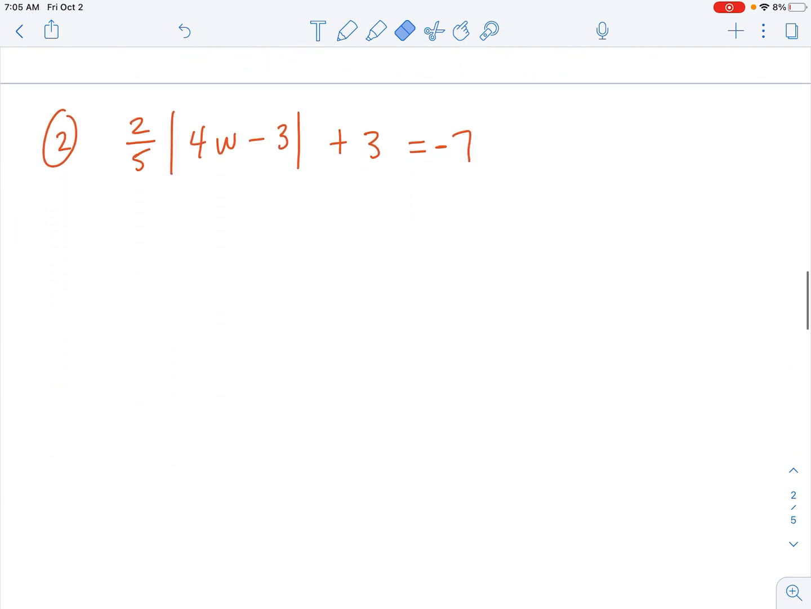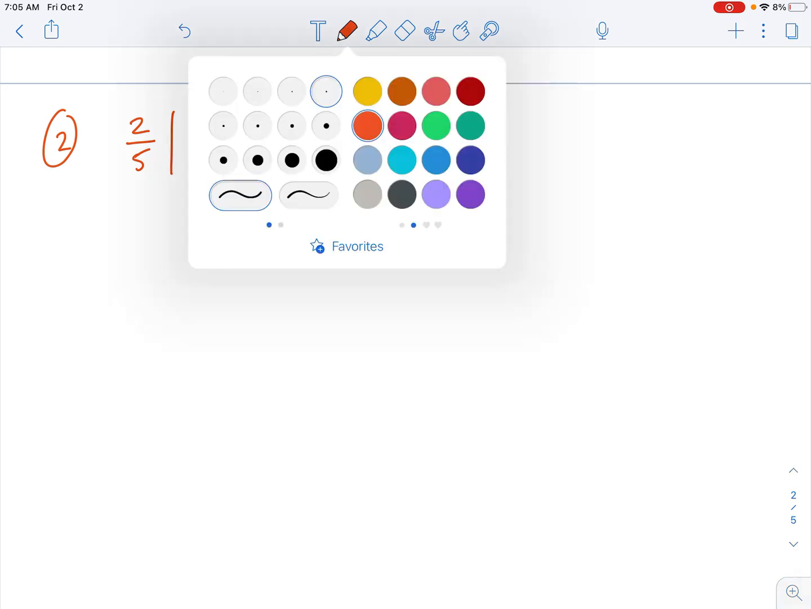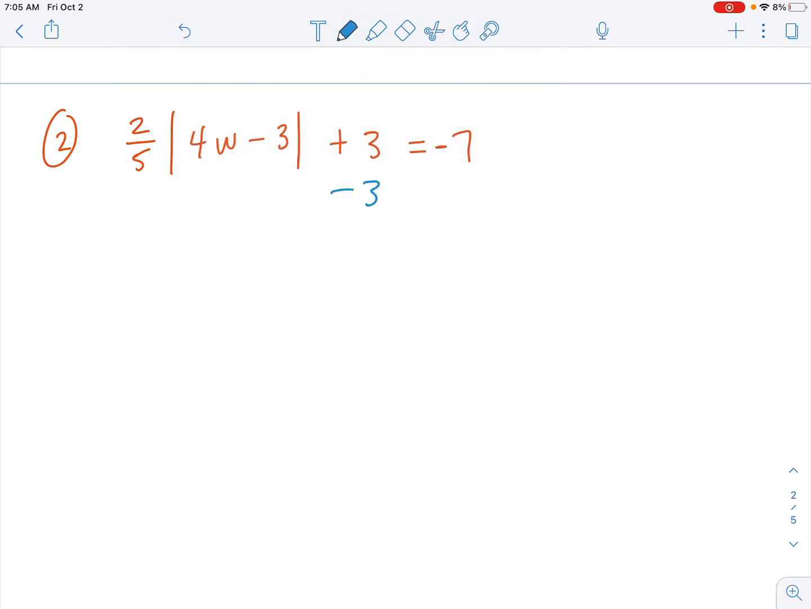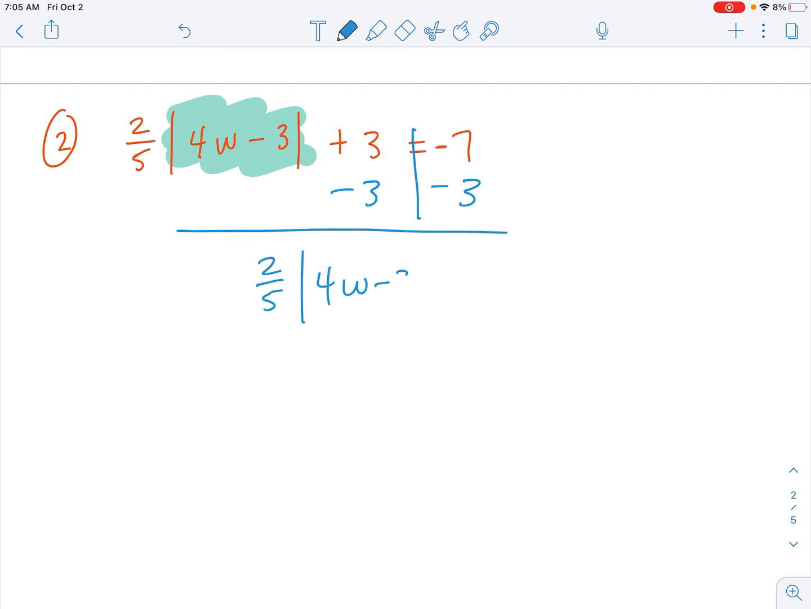So we're going to do one more together. We're going to start off this problem by subtracting 3 from both sides, because remember, first, before we do anything else, we have to get what's inside absolute value all by itself. So our first step in doing that is subtracting 3 from both sides. So I have 2/5 absolute value 4w minus 3 equals negative 10.